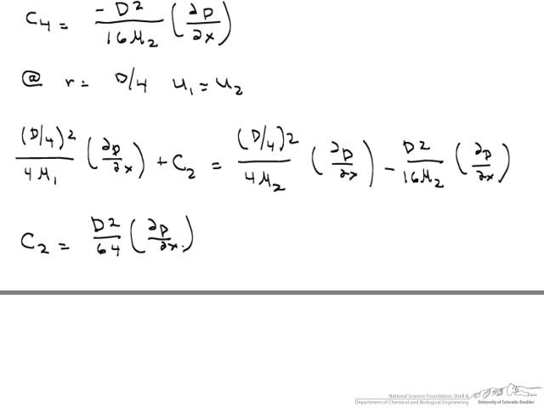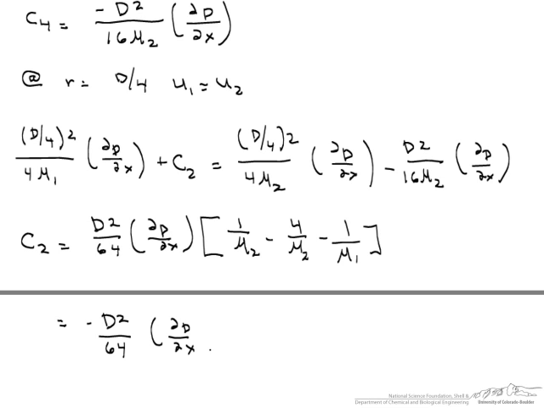So I'm pulling that out of each one of the expressions: 1 over mu 2 minus 4 over mu 2 minus 1 over mu 1. And when we put this together, we get our d squared over 64 dp dx, and I took the minus sign out there, and we're left with 3 mu 1 plus mu 2 all over mu 1 times mu 2.